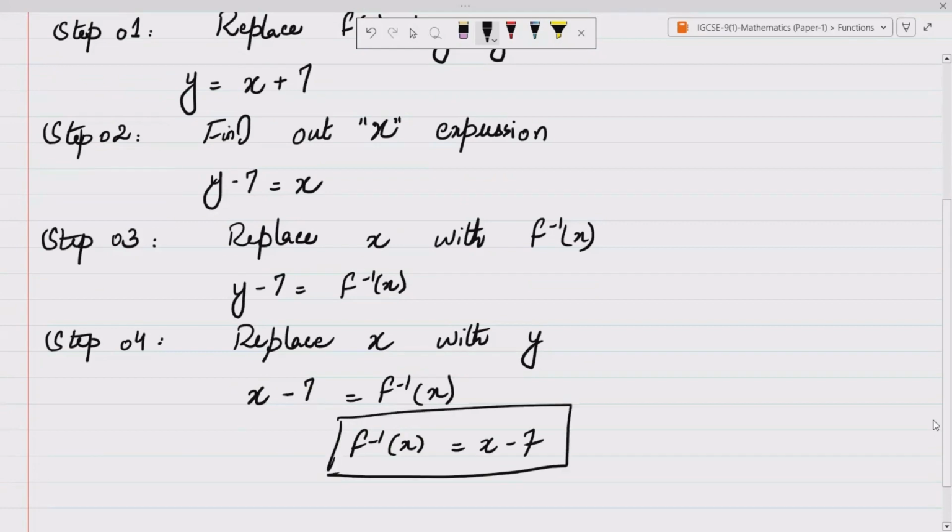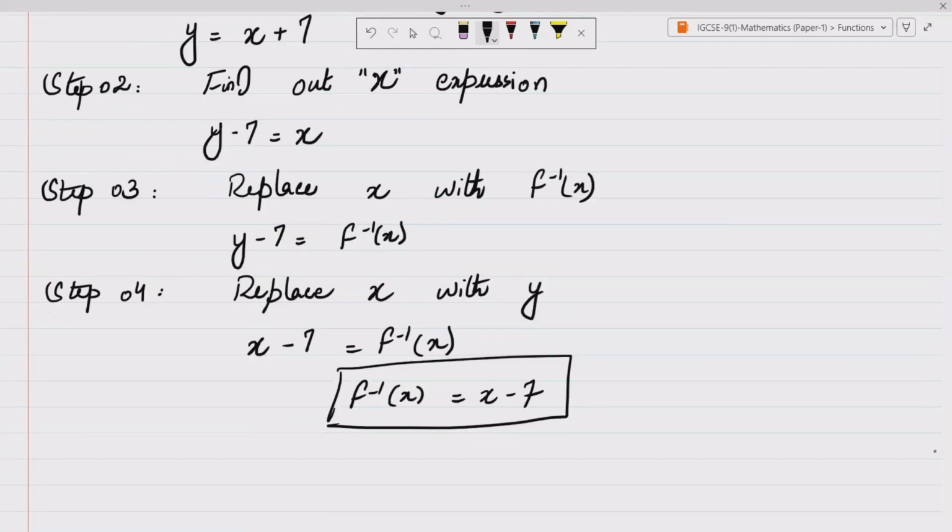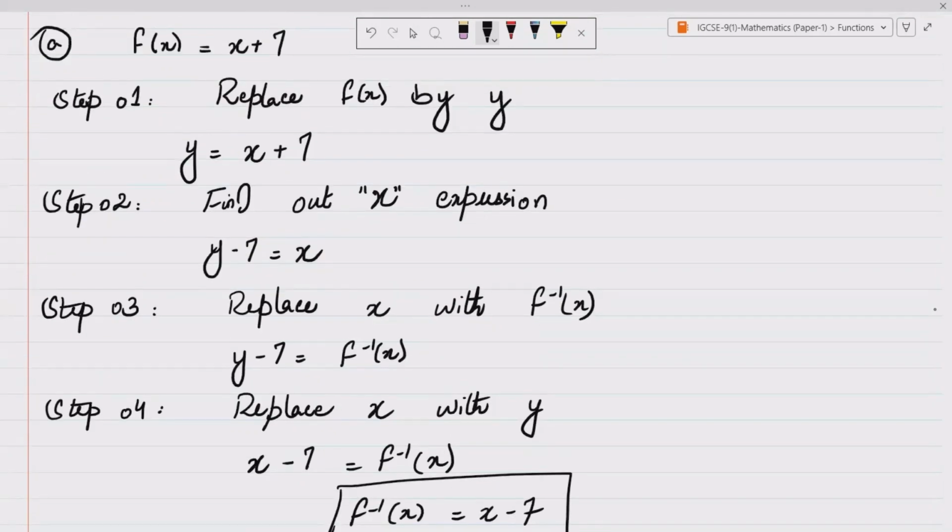So the inverse of this function f of x is this f inverse of x, and to do this we have to take these simple four steps, very simple and trivial steps.